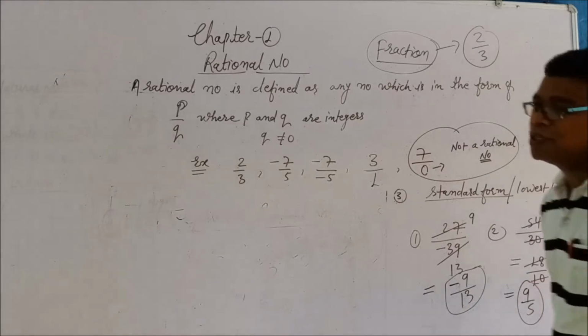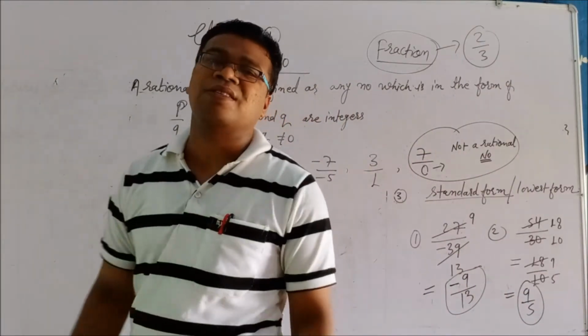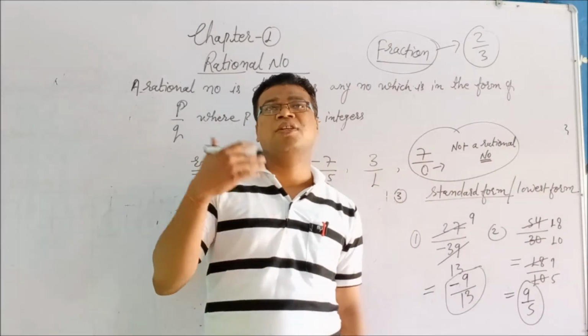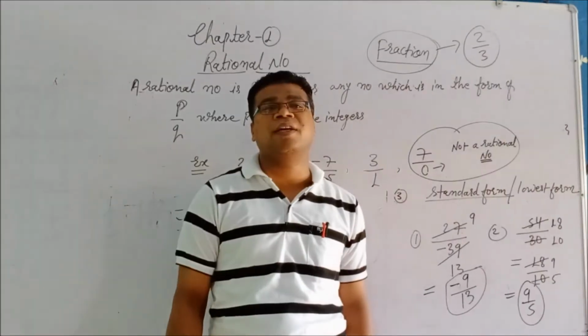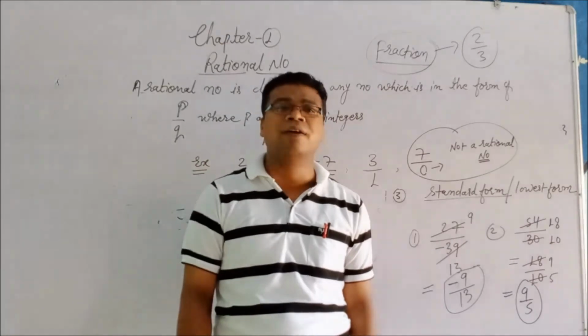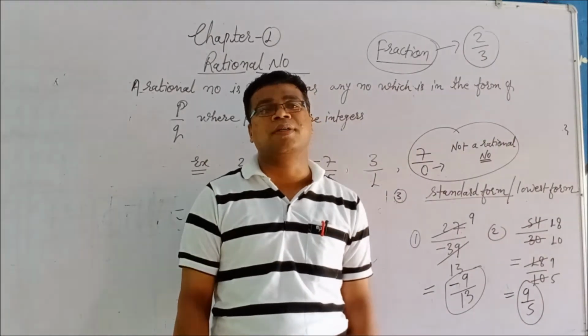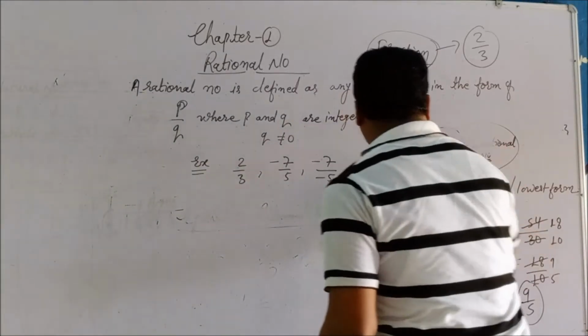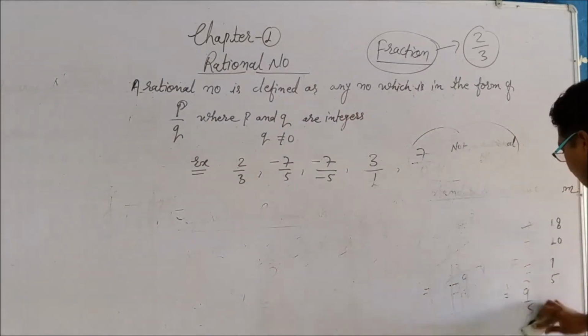So if the question says find the standard form, it means we have to select one particular table by which we can reduce the numerator and denominator, and finally we have to go till the end, till we are getting prime numbers. This is the concept behind standard form. Right now I am going to start some more things.